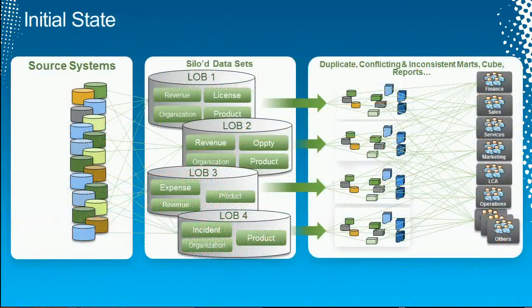Moving forward here. So again, this is just a visualization of the initial state. You can see all the crazy web of lines. You guys probably have a similar scenario where we had source data systems on the left going into multiple line of business solutions, copying that data over and over, really having line of business data warehouses, if you will. And then we've got duplicate, conflicting, inconsistent marts, cubes, reports everywhere, right?